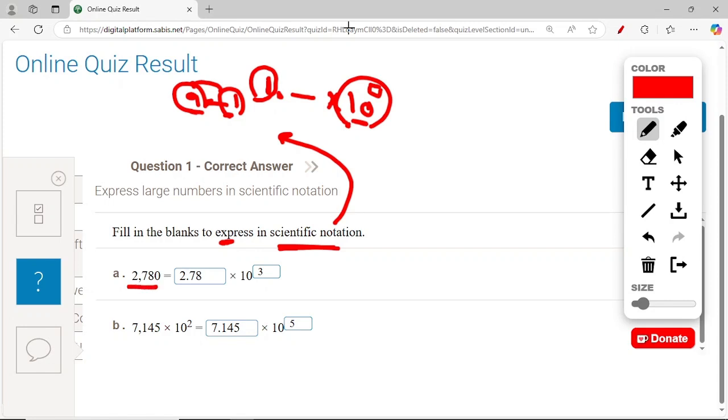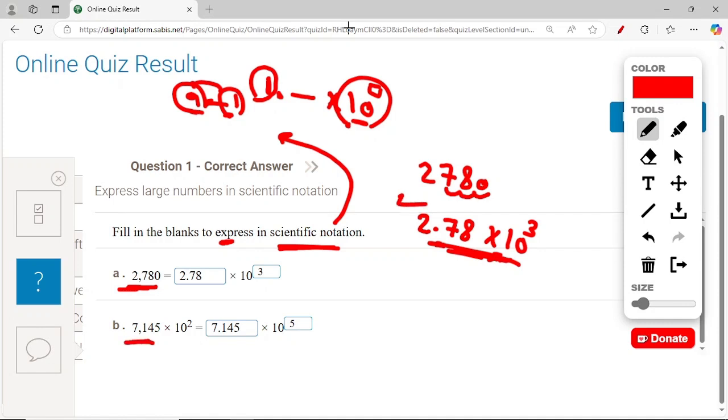So let's see the first question, 2780. We want to express it in scientific notation. So we have to put a decimal point. We move 1 digit, 2 digits, 3 digits. So it will be 2.78 multiplied by 10 to the power of 3. If you multiply this number by 10 to the power of 3, it will give me 2780.